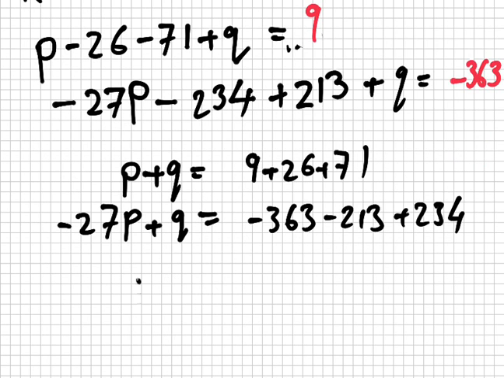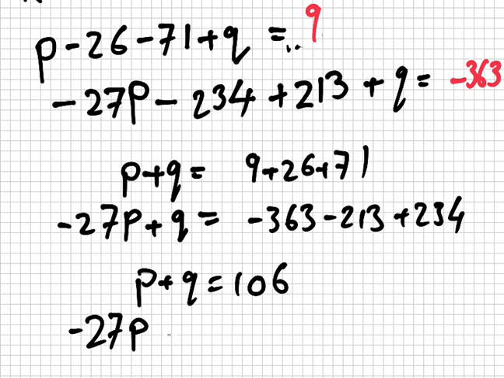So what's the first one? 106. And then the second one? Minus 342. I'm not finished, but I think I can stop there because what's left to do? Elimination. Yeah, whatever you prefer. You can multiply by minus 1, or you can just subtract them. Whatever, it's okay.